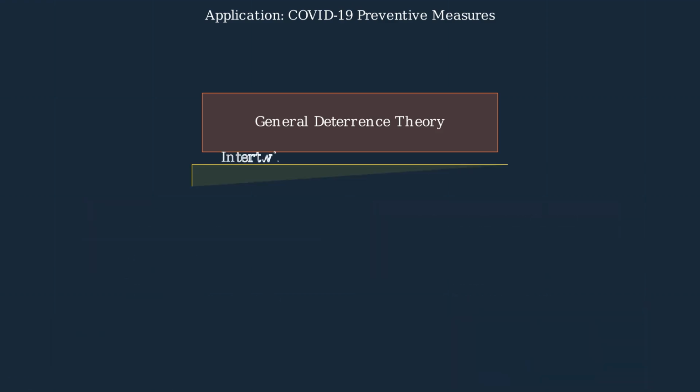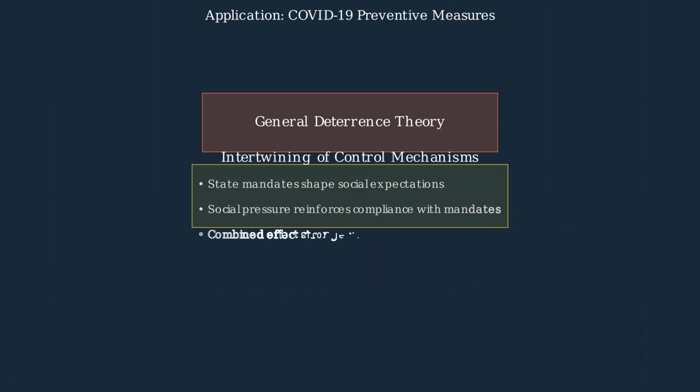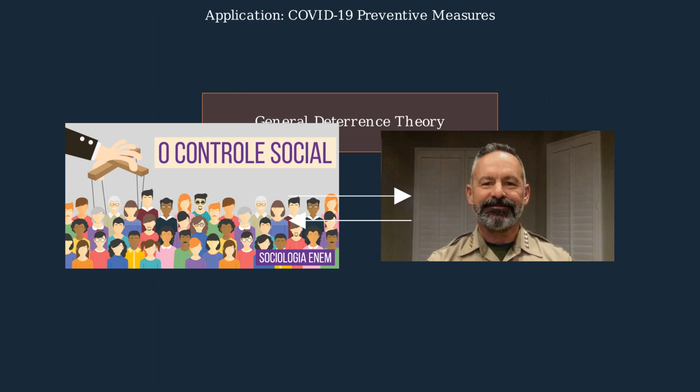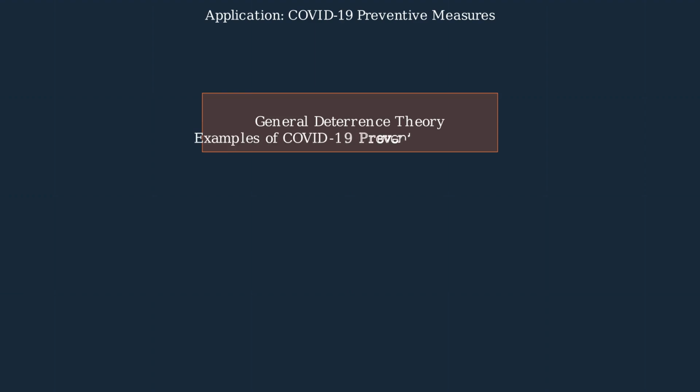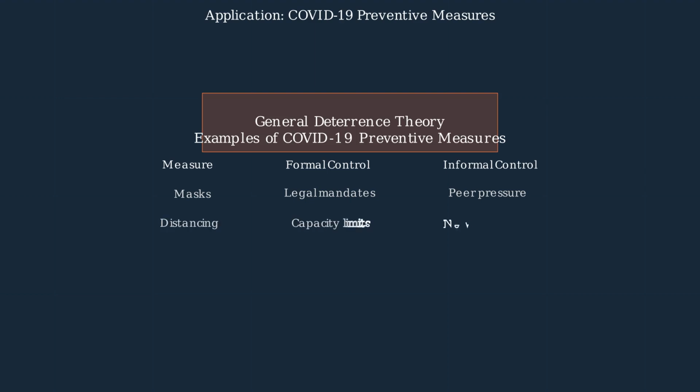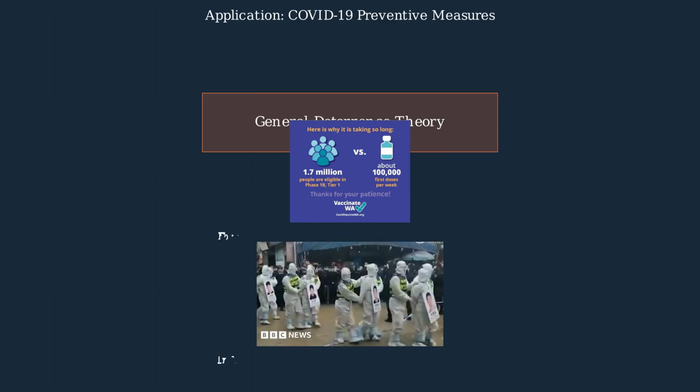What made COVID-19 prevention unique was the intertwining of these formal and informal control mechanisms. Social control mechanisms reinforced state directives with community norms and official guidance working together. This combination approach was applied to various preventive measures, including mask wearing, social distancing, and vaccination. Vaccination efforts particularly demonstrated this dual approach, with formal requirements supplemented by social encouragement to protect vulnerable community members. The COVID-19 response showed that general deterrence is most effective when formal sanctions and informal social controls work in tandem.